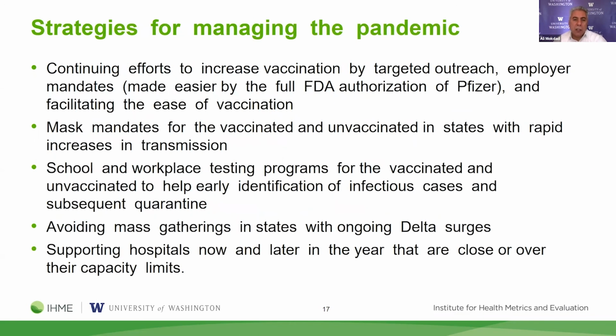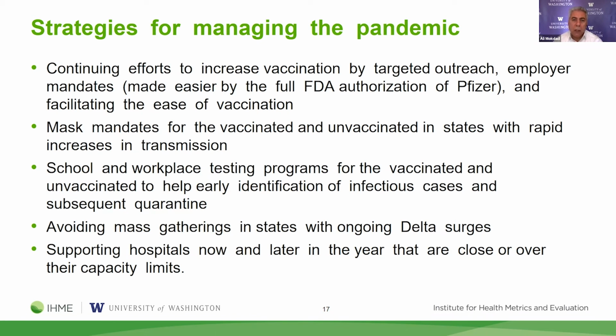So what are the strategies? This is my final slide on how to manage the pandemic as we move forward, and the epidemic in the United States. Well, we need to continue efforts to reach out to people who are hesitant and improve vaccination in the US. Through mandates and other means, in places in California, and here in the city where I live, you have to show that you are vaccinated to get into some restaurants. Mask mandates are very important, whether you're vaccinated or not.